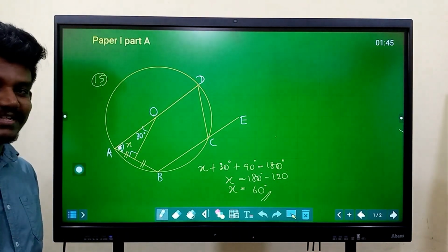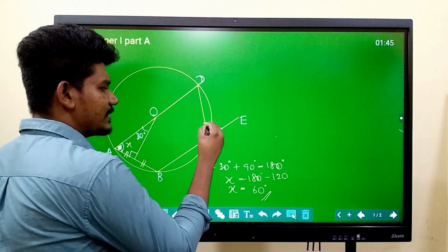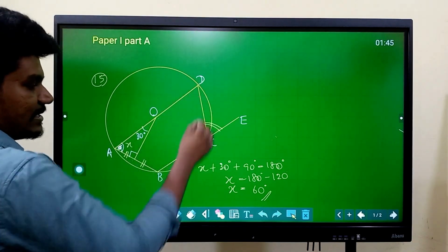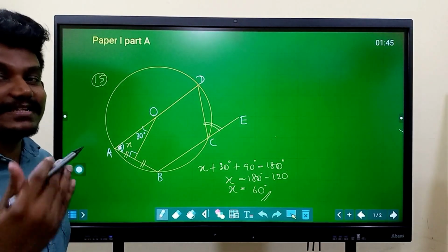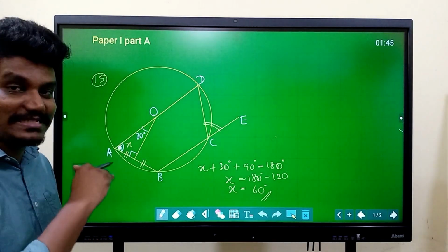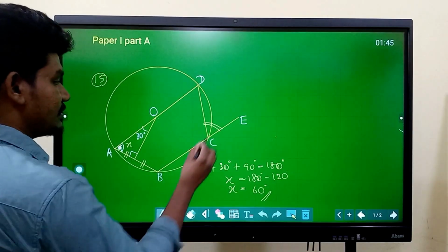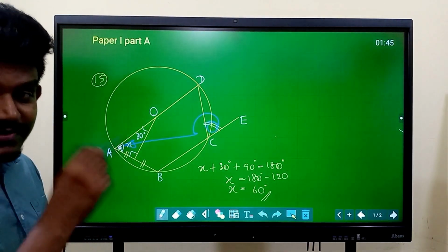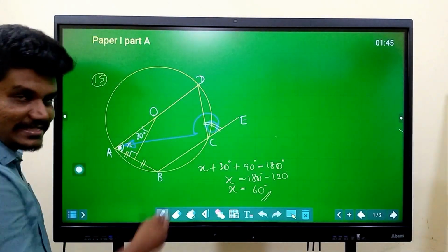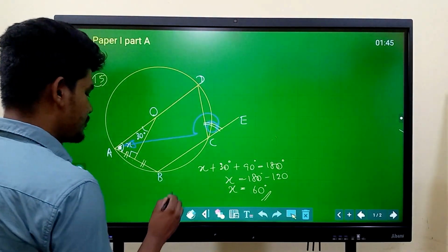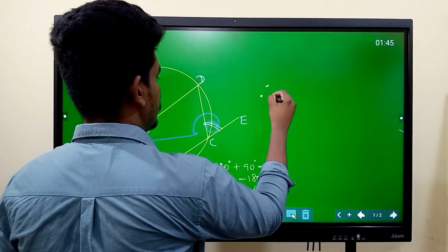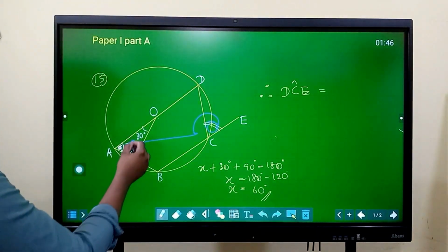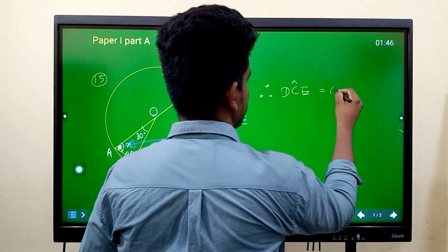Right, x equals 60. But how can we find this one? This is what we are supposed to find, the exterior angle. This is a cyclic quadrilateral, isn't it? So in a cyclic quadrilateral, the exterior angle equals its interior opposite angle. Can you remember this theorem? This one equals its interior opposite angle straight away. Then put that x equals the exterior angle DCE. Thereby we can show the answer. Therefore, DCE equals the value of x, 60 degrees.